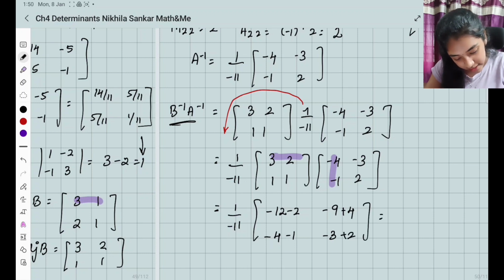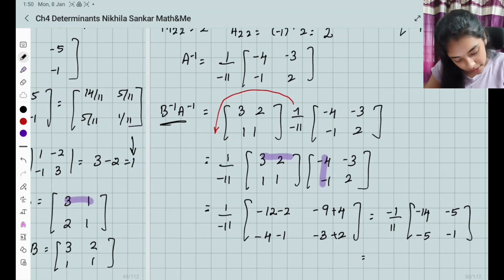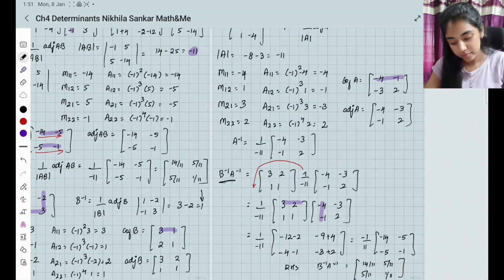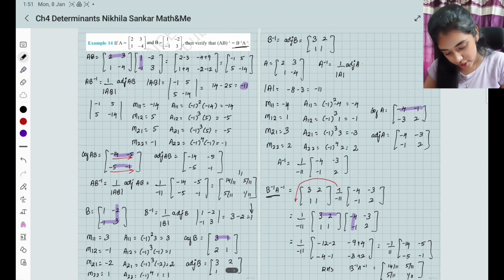So finally, what do I have? I have minus 1 divided by 11. Inside the bracket, I have minus 14, minus 5, minus 5, minus 1. Now if I multiply by minus 1 by 11, what will I have? I have 14 by 11, 5 by 11, 5 by 11, 1 by 11. So this is going to be B inverse, A inverse. So this is RHS. So we've proved that LHS equals RHS. Where is LHS? It is here. LHS equals RHS. So this is my RHS.